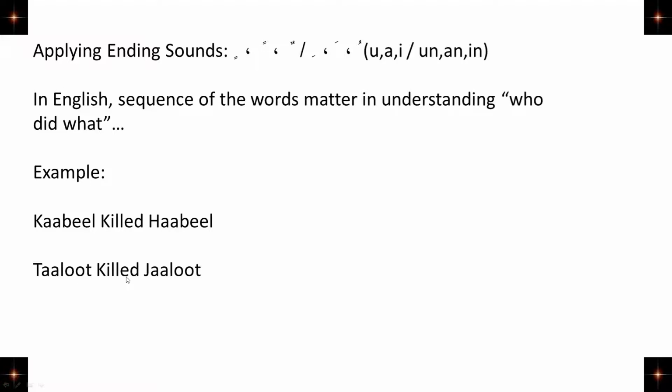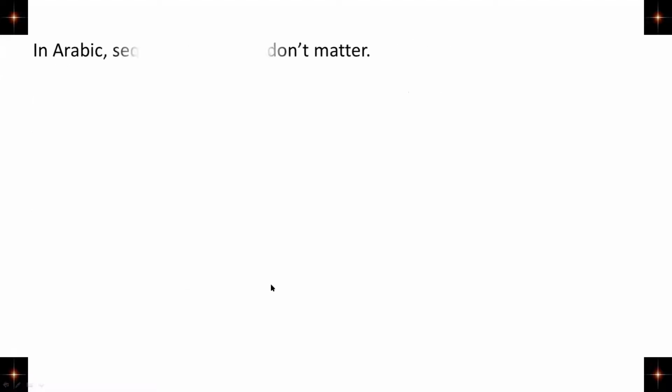Now, Talut killed Jalut. In English, that's the only way you can say this for the meaning to stand, that it is Talut who did the killing, and it's Jalut who received the killing. Right? Good. What about in Arabic?